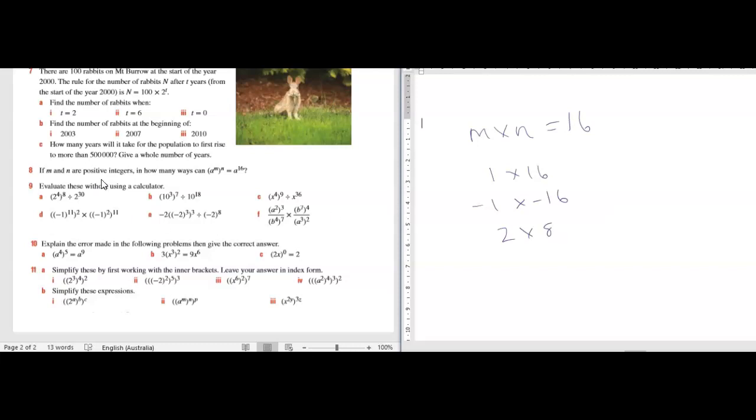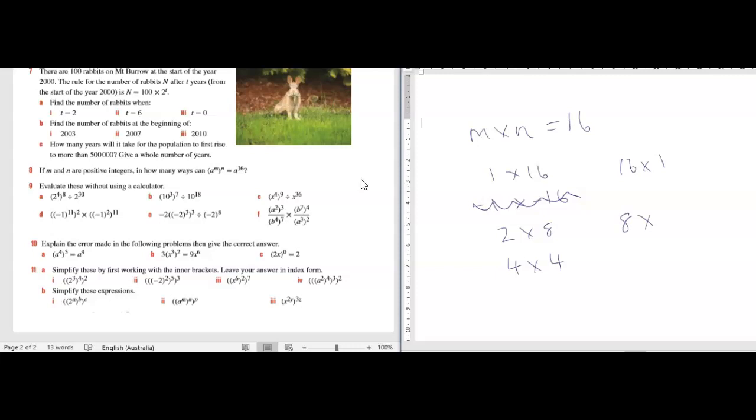Oh, sorry, I just read that they're positive integers, so let's get rid of that. So we can have 2 and 8. What other factor pairs do we have? We have 4 and 4. Now, m and n, even though they're different letters, they can actually be the same number. So you can have 4 and 4. And if you want, we can do the reverse factor pair. So you can have 16 and 1. So this time m is 16 and n is 1.